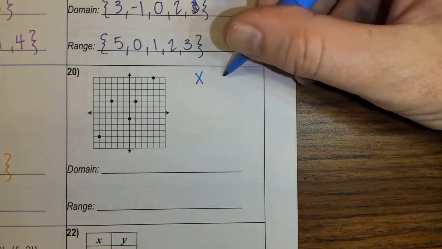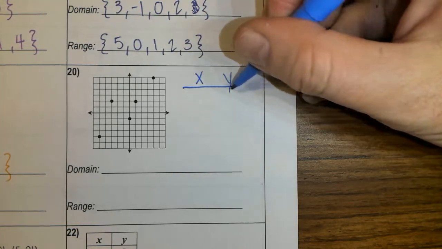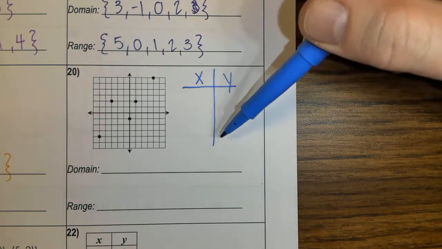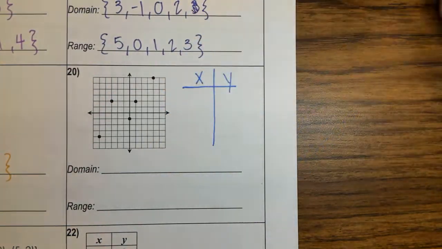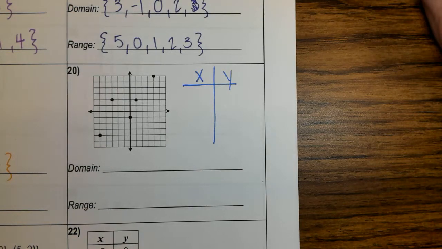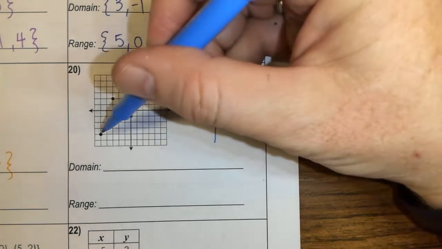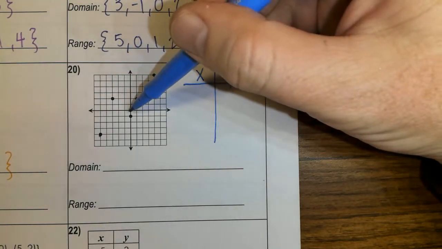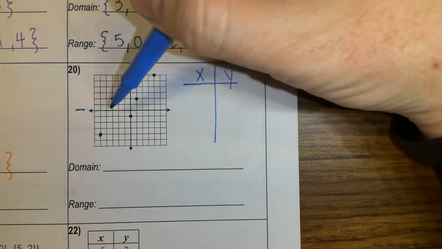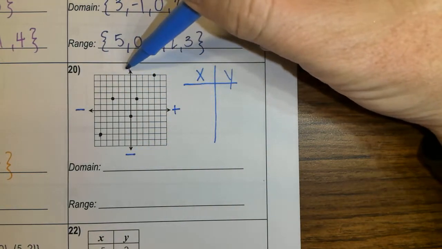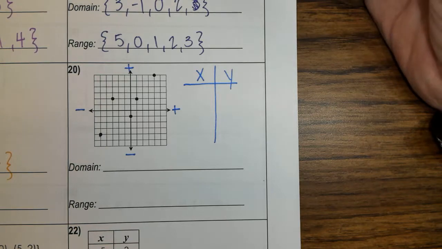I have x, I have y, and I'm going to go ahead and write all these points in this table, which gives me domain and range. So I just go from left to right. It really doesn't make a difference. So if you remember, start from the middle. If I go left, it's negative. If I go down, it's negative. If I go right, it's positive. If I go up, it's positive. Okay?